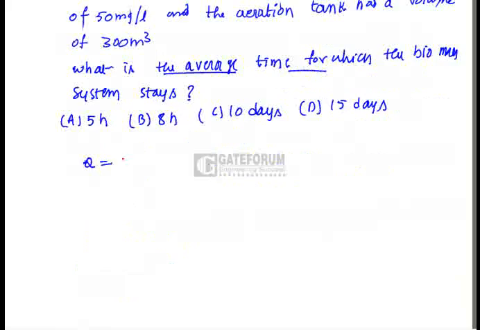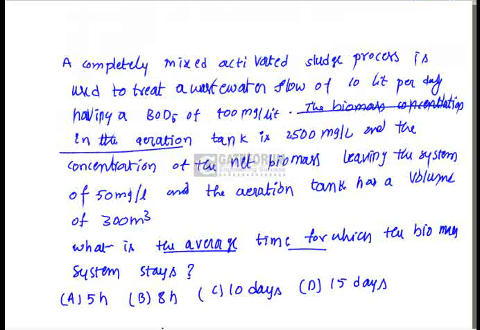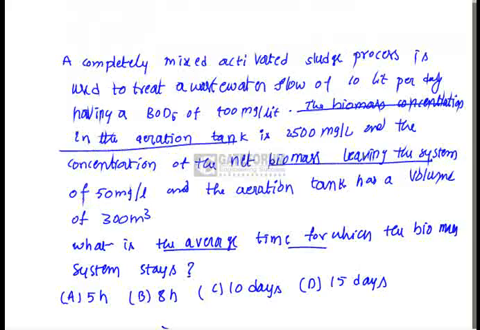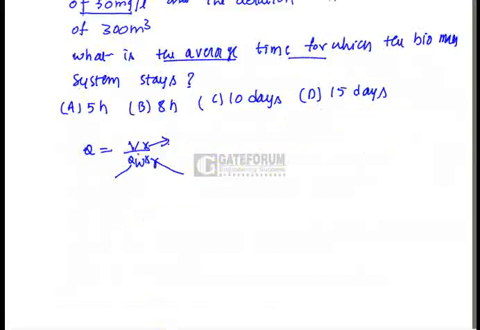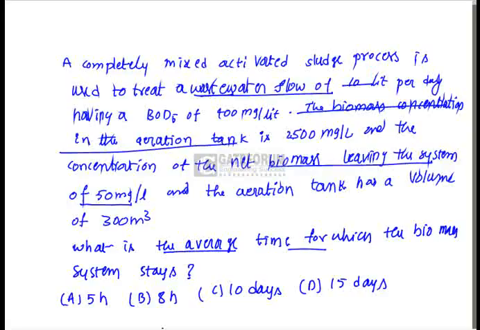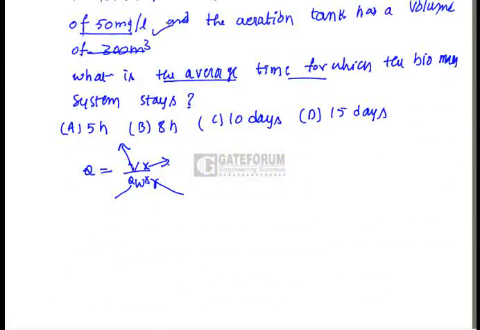So we know the formula for time period, V into X by QW into XR, where X is the biomass concentration in the aeration tank and XR is the biomass concentration leaving the system, that is 50 milligrams per liter. Q is the total wastewater flow, that is 10 to the power of 6 liters per day, and V is the volume, that is 300 meter cube. Therefore it is 10 to the power of 3 into 2500 by QW, which is 10 to the power of 3 into XR, 50 milligrams per liter, that is equal to 15 days. Therefore option D is correct.